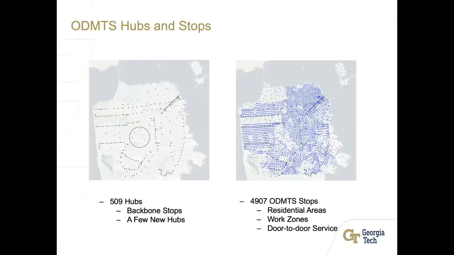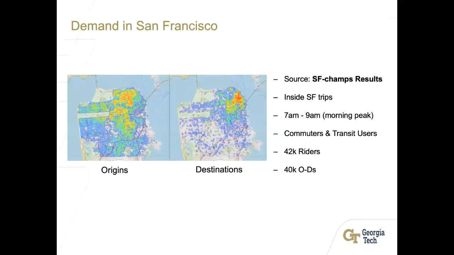Now let's talk about the demand in San Francisco. The heat map in this slide shows the origins and the destinations. Currently, we work with trips inside the city of San Francisco, and we focus on a particular time period, 7 a.m. to 9 a.m. That is the morning peak, and it is the most challenging time period of a day. We also focus on commuters and transit users at this moment.